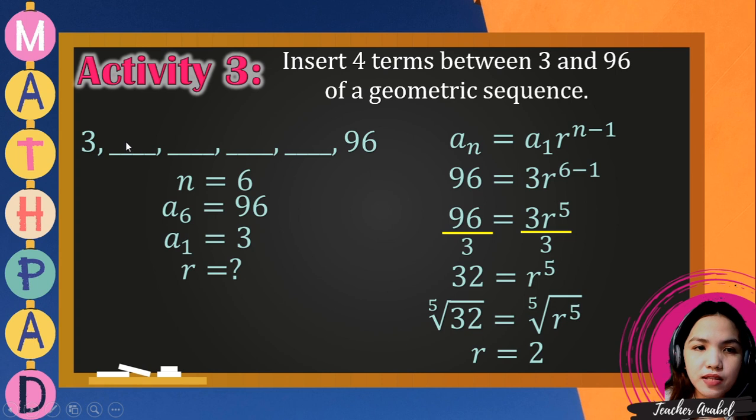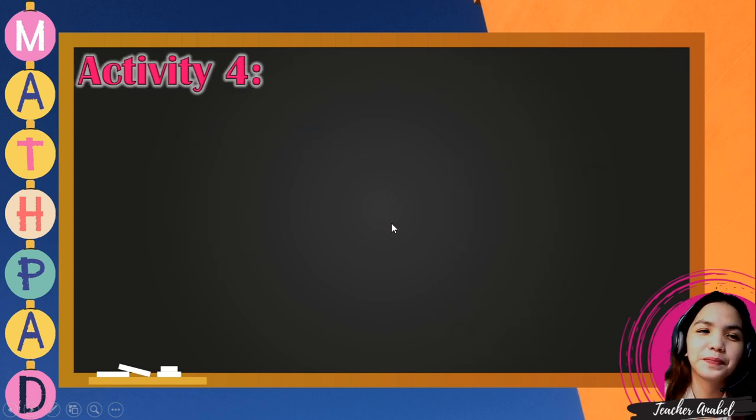For the geometric means, we have 3 times 2 is 6, times 2 is 12, times 2 is 24, times 2 is 48, times 2 is 96.